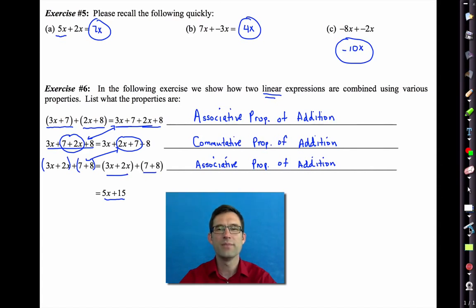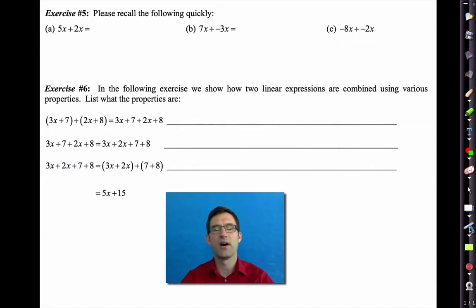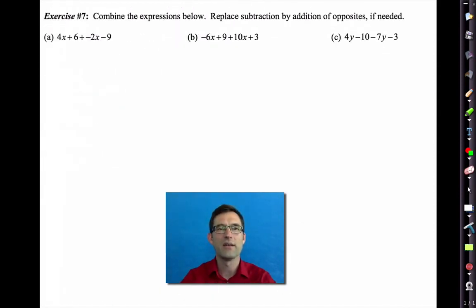All right, here we go. And it's gone. Let's do a wrap. Actually, no, we've got one more problem to go. What was I thinking? Exercise 7. Combine the expressions below. Replace subtraction by addition of opposites if needed. So take a little bit of time and try to write these expressions in their simplest form by combining what you can and leaving what you can't. Okay? Pause the video now.